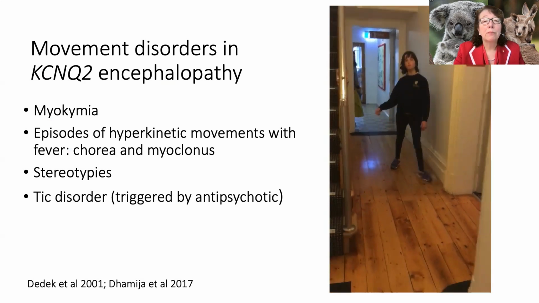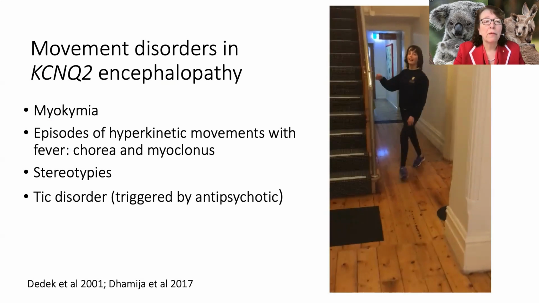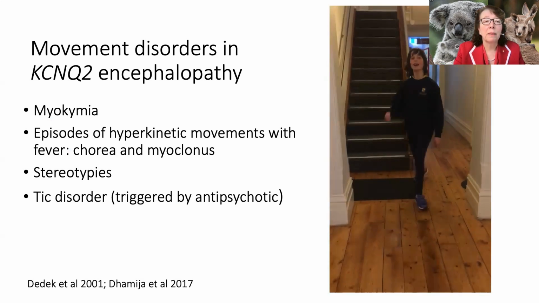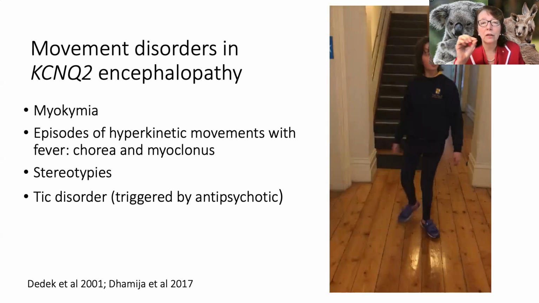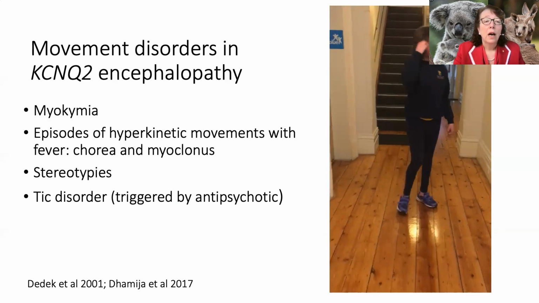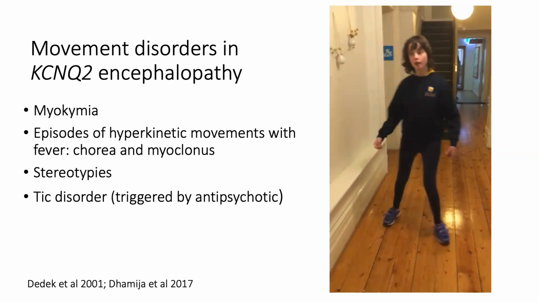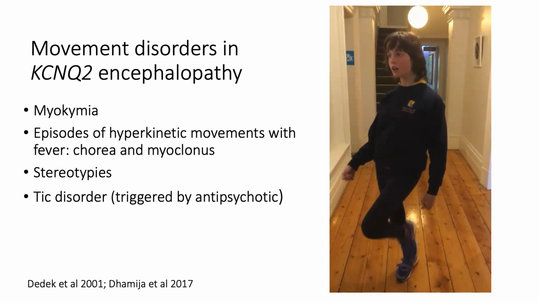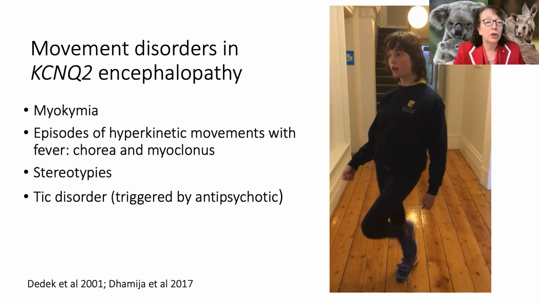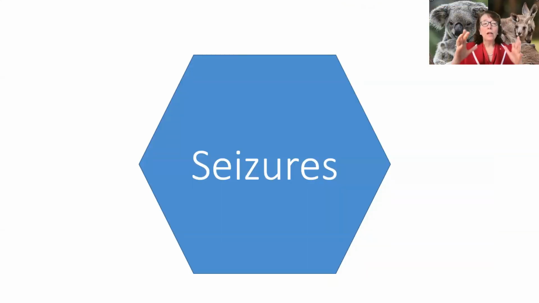Now, we are seeing some movement disorders. There's a lovely paper from Dedick and colleagues describing myokymia, which is very subtle little muscle flickering. There's a child with chorea and myoclonus. You can see tic disorders, such as this young lady, which were triggered by antipsychotic medication and a range of stereotypies. We start with seizures, but that's not where it ends up.